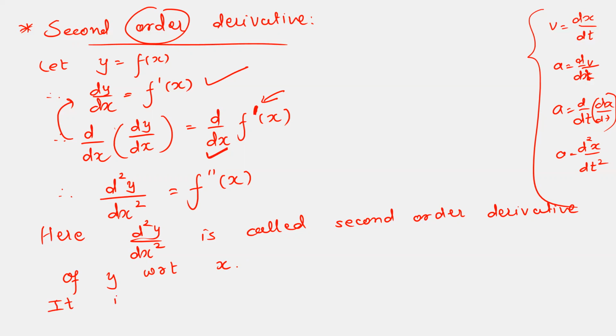How can we denote it? It is also denoted by D2y or y double dash or y2. Capital D also represents d by dx. If it is D2y, that means we are doing second order derivative of y. Y double dash means second order derivative of y with respect to x, obviously. Y2 generally means the derivative with respect to x only, a general thing.